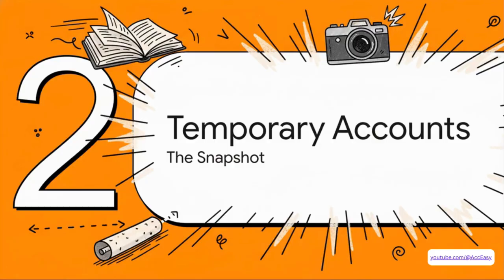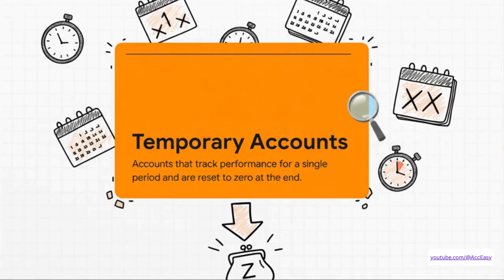Okay, so that's one half of the story. Now let's talk about the other half. If the permanent accounts are the long biography, the temporary accounts, well, they're the action-packed yearly chapters. They give you that crucial snapshot of performance for a specific period. So, unlike their permanent cousins, these guys have a really short lifespan. They're designed to do one job: track all the financial action for a single period. Could be a year, a quarter, whatever. And here's the absolute key difference. At the end of that period, they get closed out. Poof, they're reset right back to zero.